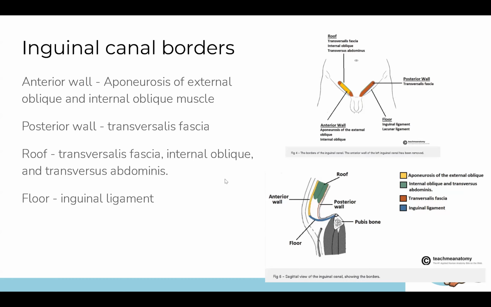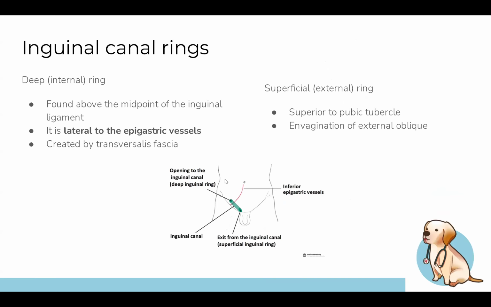So why we talk about the inguinal canal in the abdomen, we'll get to in a second. It's about hernias, but it's really important to know the difference between the deep ring and the superficial ring. So the deep ring you can see on this picture here, it's this one here. It's found above the midpoint of the inguinal ligament. That is quite important to know. That's sort of like a landmark for the deep ring.